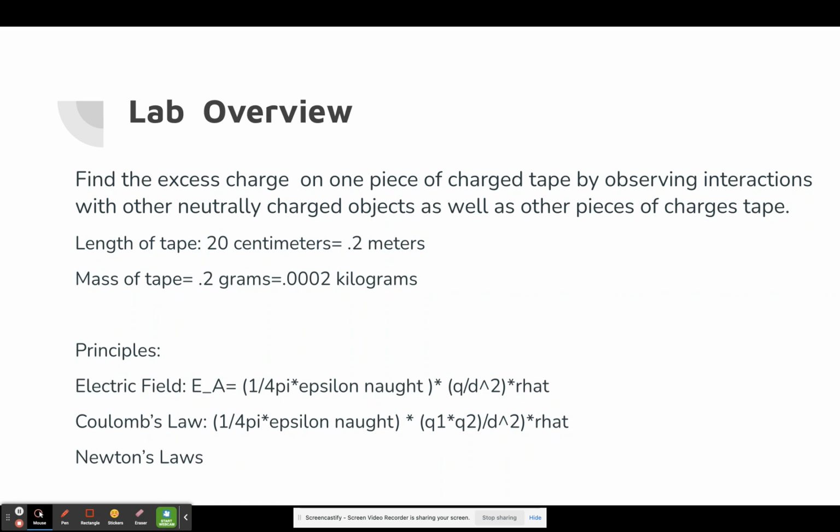For this first lab, we're told to find the excess charge on one piece of charged tape by observing interactions with neutrally charged objects as well as other charged pieces of tape and objects. To do so, we were able to use mathematical equations, physics principles, and a computational model.